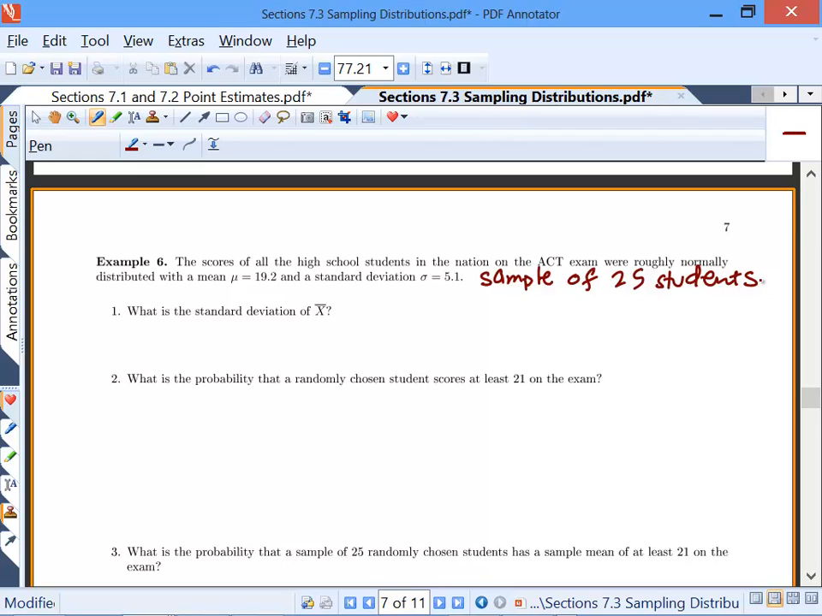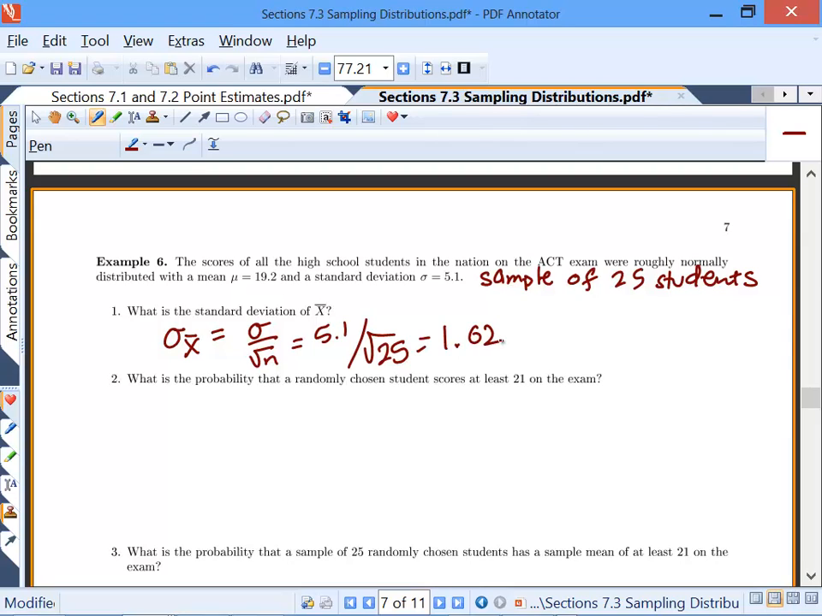So what would be your standard deviation of Xbar? And how did you find that? I took the given standard deviation, 5.1, divided by the square root of 45. Which gave me 1.02. Okay, so that's the standard deviation of Xbar. So I could ask you things like that.